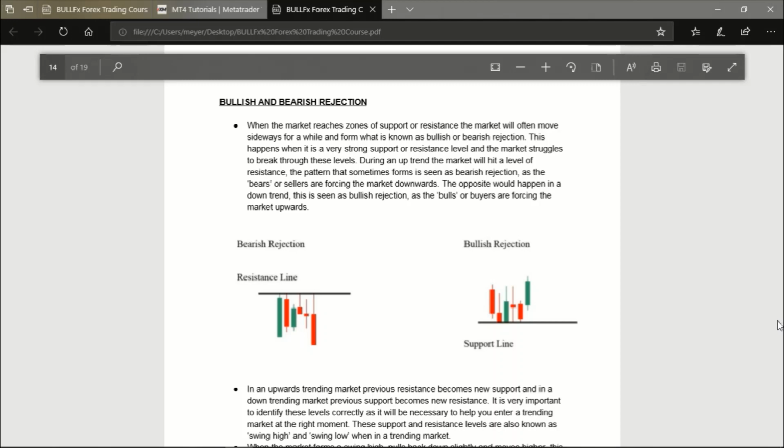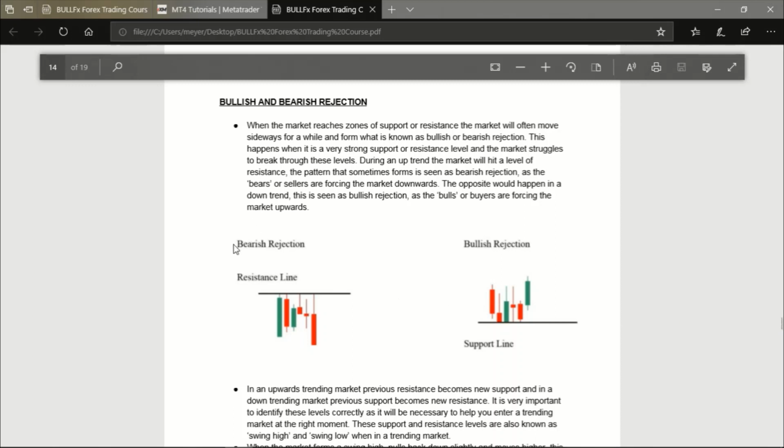The pattern that sometimes forms is seen as bearish rejection, as the bears or sellers are forcing the market downwards. The opposite would happen in a downtrend. This is seen as bullish rejection, as the bulls or buyers are forcing the market upwards.